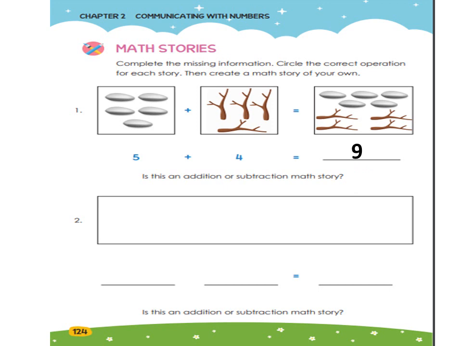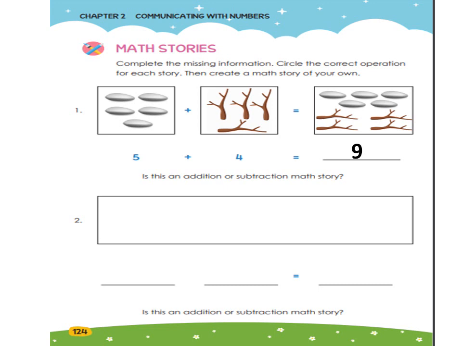In this equation, I have a small number and a small number and it gives me a big number. This means that it is an addition or subtraction math problem. Excellent, it is addition because the number becomes bigger. Let's go to the second story.